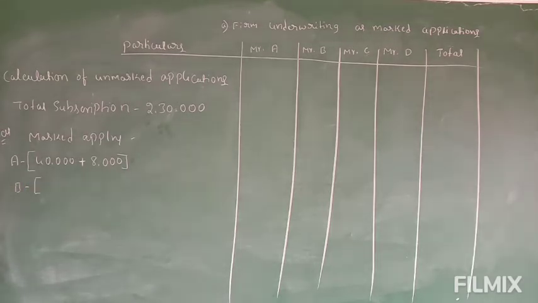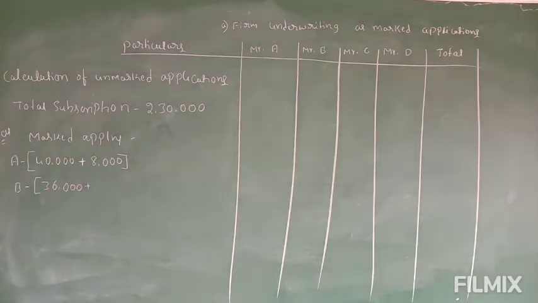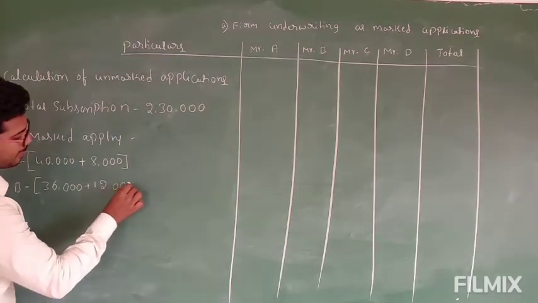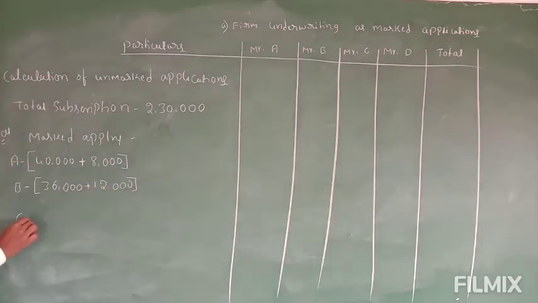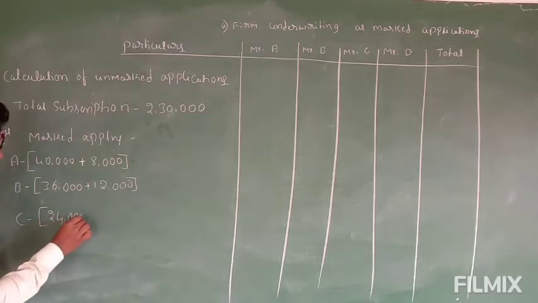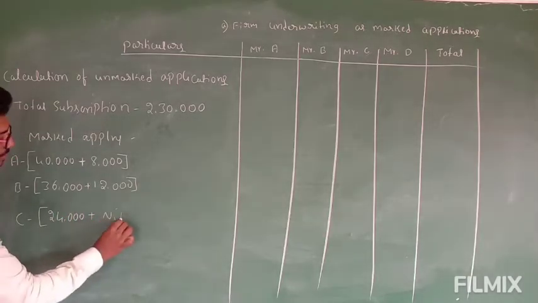B's marked applications. Look at the question. B's marked applications is 36,000 plus firm underwriting. So firm underwriting of B is 12,000. Again, C's marked application is 24,000 plus firm underwriting. So she doesn't have firm underwriting.